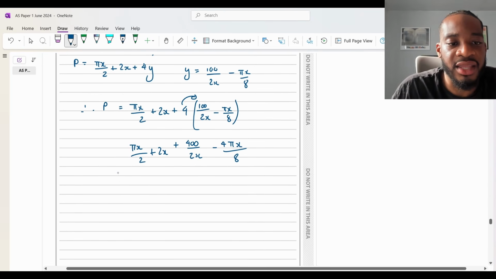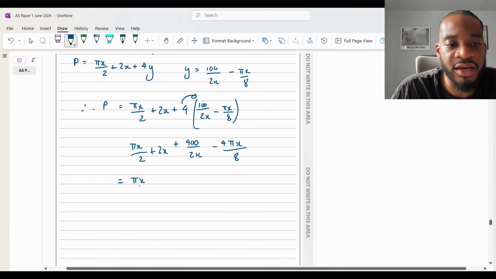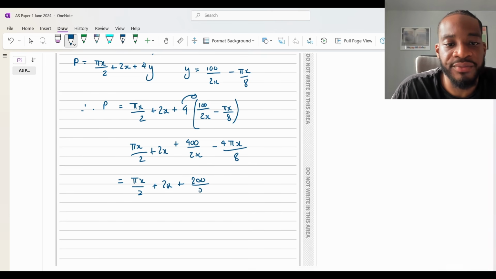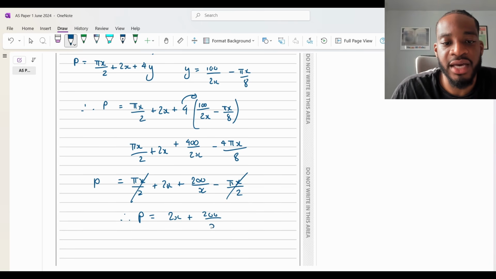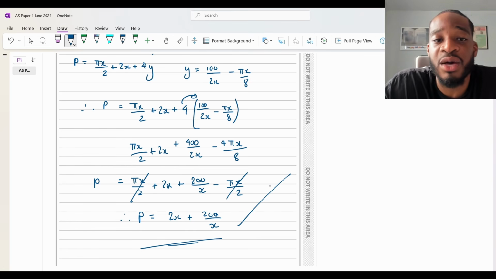And then a bit of tidying up. Pi x over 2 plus 2x. 400 divided by 2 is 200, so it's going to be 200 over x, isn't it? And then this one, 4 divided by 8 is a half, so that becomes minus pi x over 2. So this is the perimeter. Now, when I look at this, pi x over 2 minus pi x over 2, goodbye. That means we have P is equal to 2x plus 200 over x, as required. And that's it. That will give you the 5 marks.